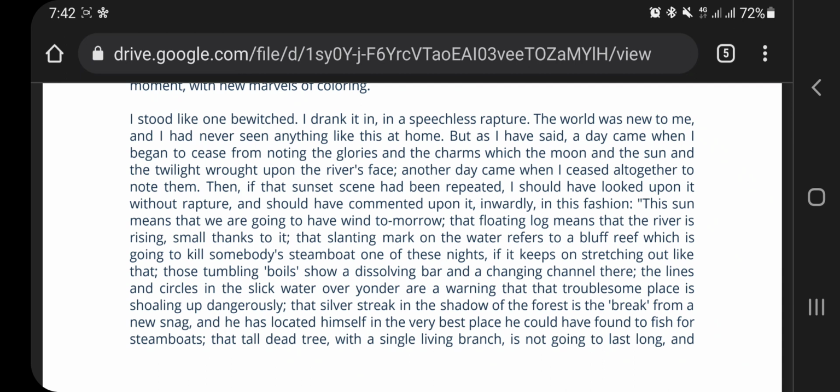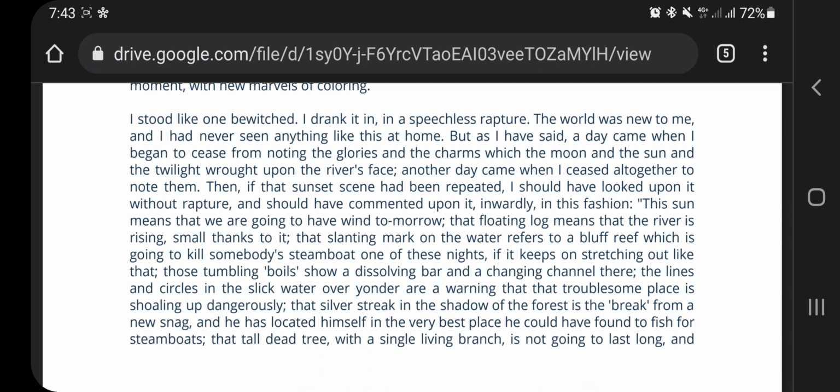That floating log means that the river is rising. Small thanks to it. That slanting mark on the water refers to a bluff reef which is going to kill somebody's steamboat one of these nights if it keeps on stretching out like that. Those tumbling boils show a dissolving bar and a changing channel there.